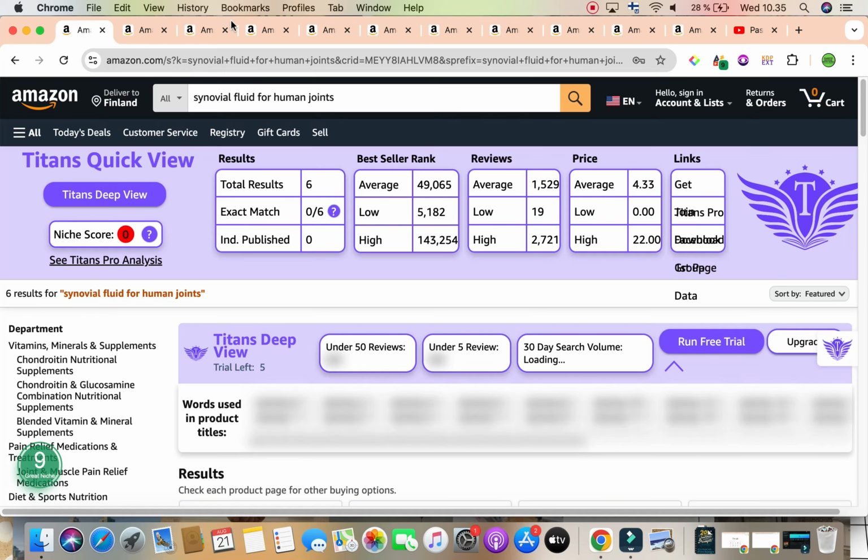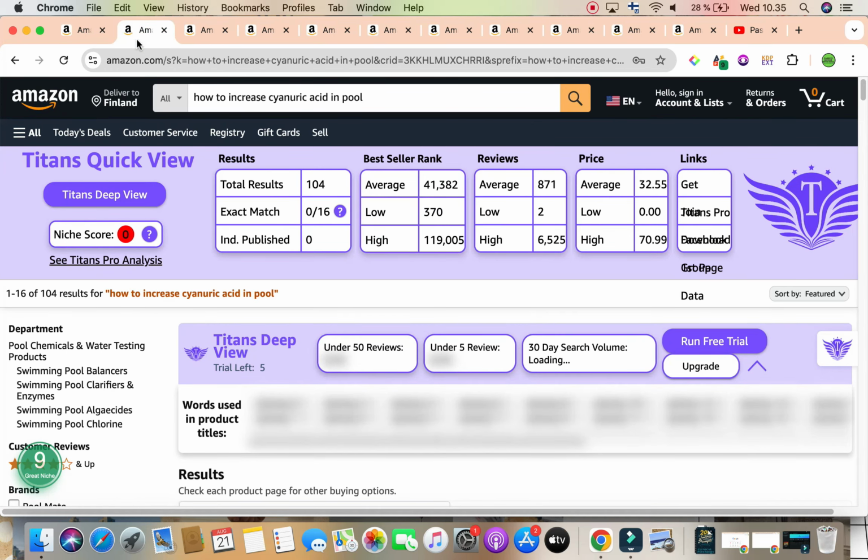Let's head to the second keyword for the day, and our second keyword is how to increase cyanuric acid in pool. Now this is a great mechanical book keyword that you can create. So it's basically self-explanatory. You're going to be writing a book on how to increase cyanuric acid in pool. Maybe include an introduction of what is cyanuric acid, why you need to increase it in pool, how it can help as well, maybe offer problems and solutions, of course based on research.